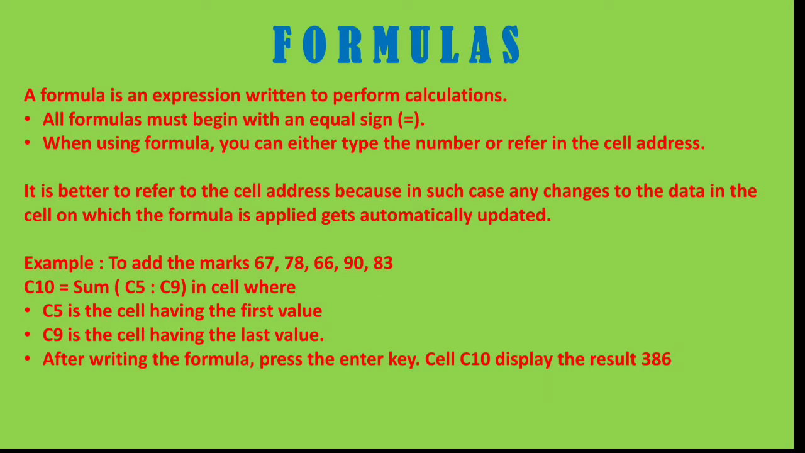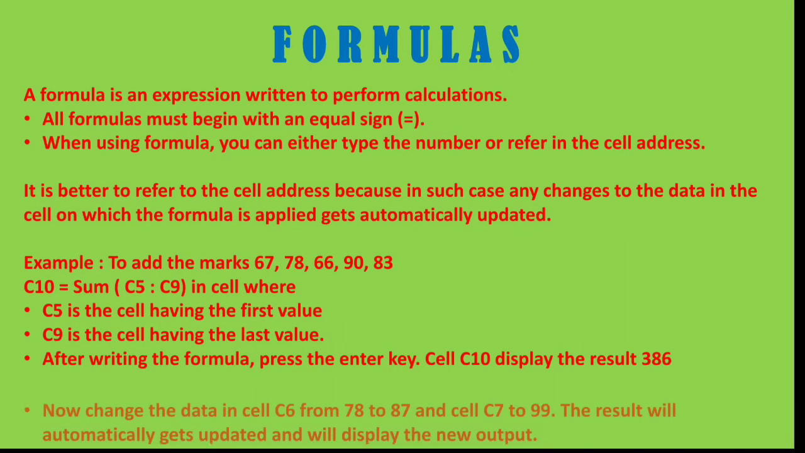After writing the formula, press the Enter key. Unless and until you press the Enter key, you will never get the output or the result. So you press the Enter key. As soon as you press the Enter key, C10 will display the result as 386. It will add up all the values and display 386.